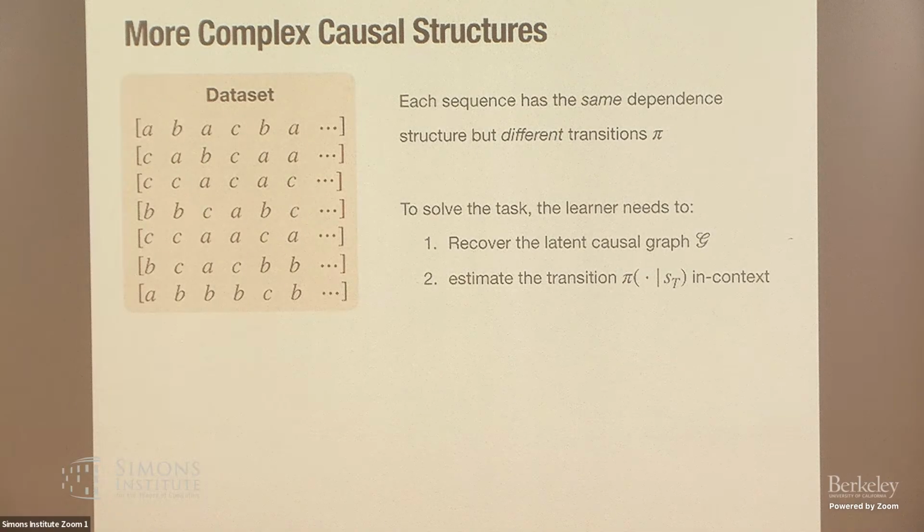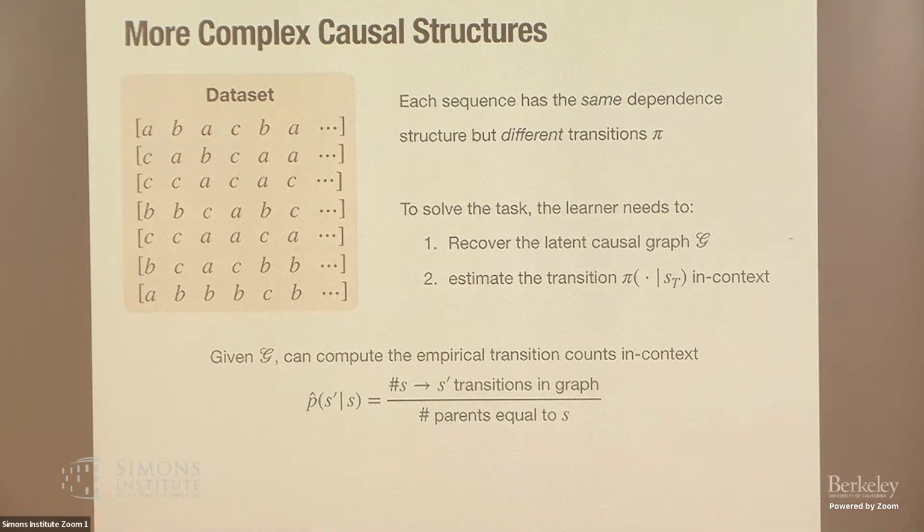So at least one very sensible way to solve this is you want to use the sequences to estimate the causal graph. And then after I know the causal graph, I can just estimate the transition in context. Basically, given the graph, I just count the number of transitions from S to S prime in the graph and then normalize. And again, this is essentially that maximum likelihood estimator, just for a general DAG instead of just Markov chains.